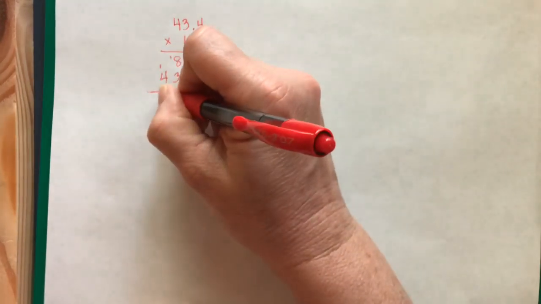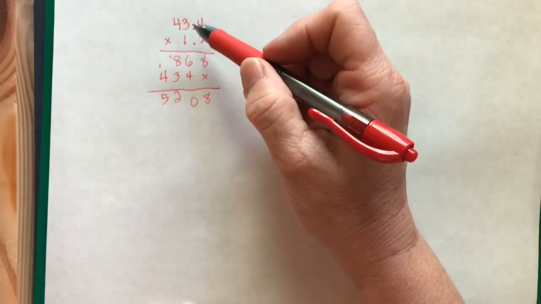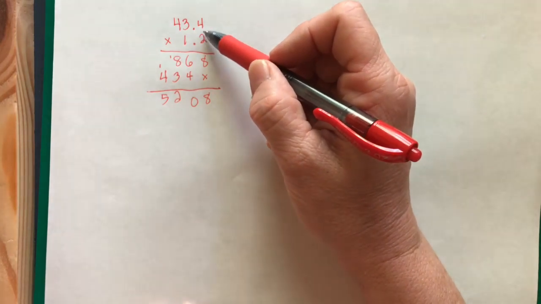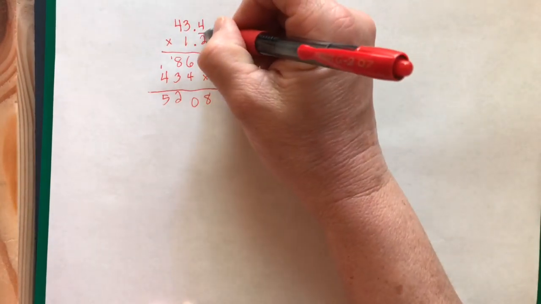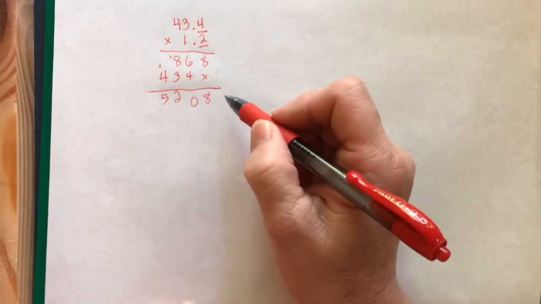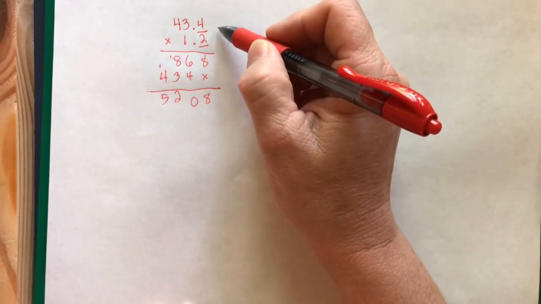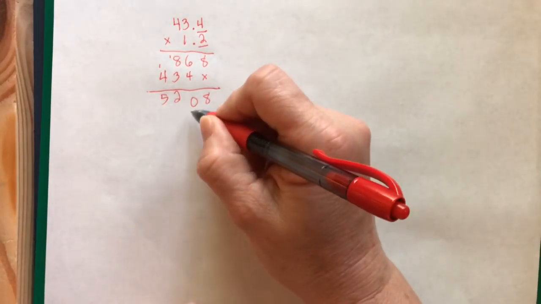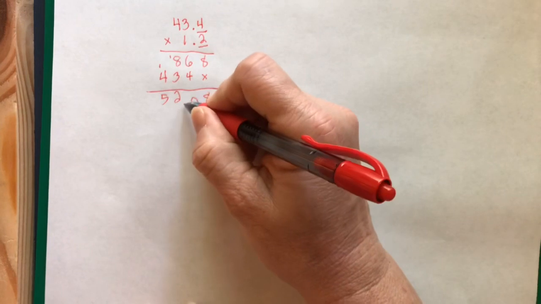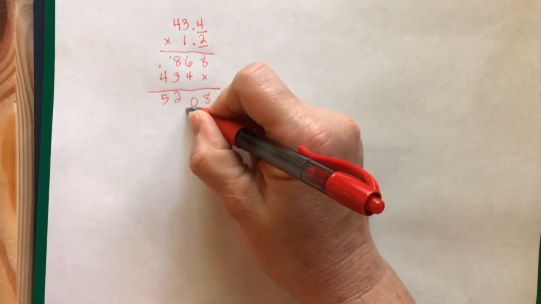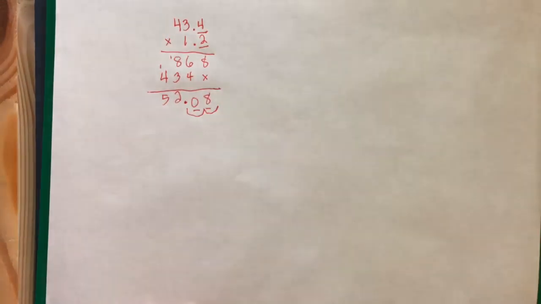12, 5. Now, we know that we look for the number of digits after the decimal in our problem. 1, 2. 2 digits after the decimal. So if there are 2 digits after the decimal in my problem, I need 2 digits after the decimal in my answer. So I can either underline them, or I start at the end and go 1, 2 spaces. This is where I put my decimal.